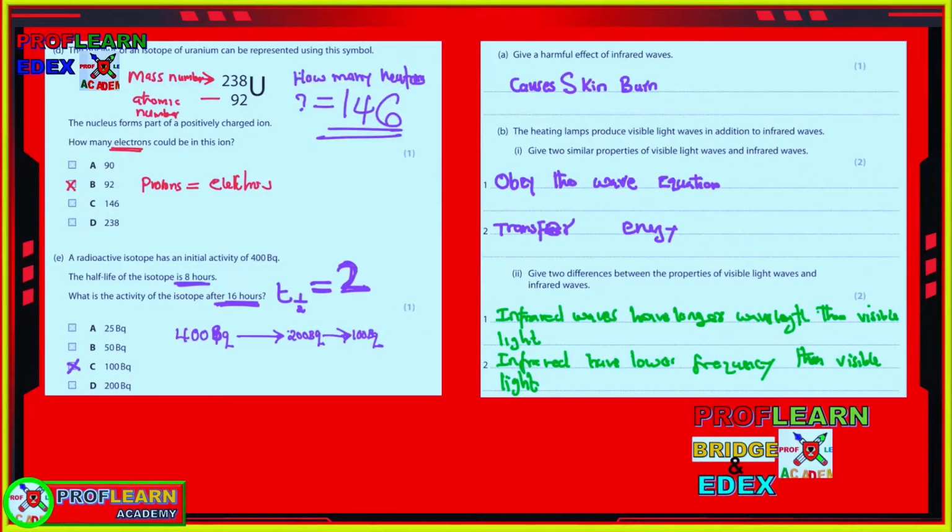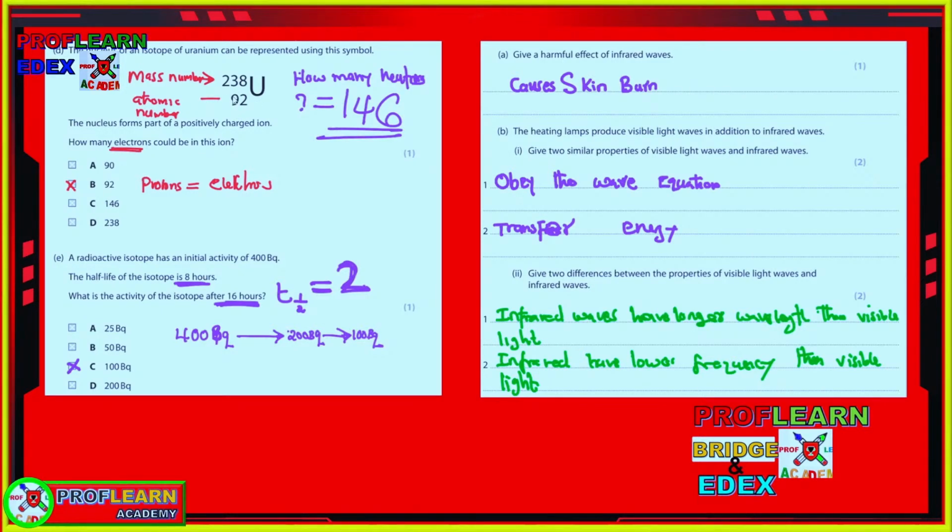Moving to the next part, you are told that the nucleus of an isotope of uranium can be represented. What you need to understand is that the number at the top is called the mass number, and the mass number, we said, is the number of protons plus the number of neutrons. The atomic number is usually written down here, which is 2.